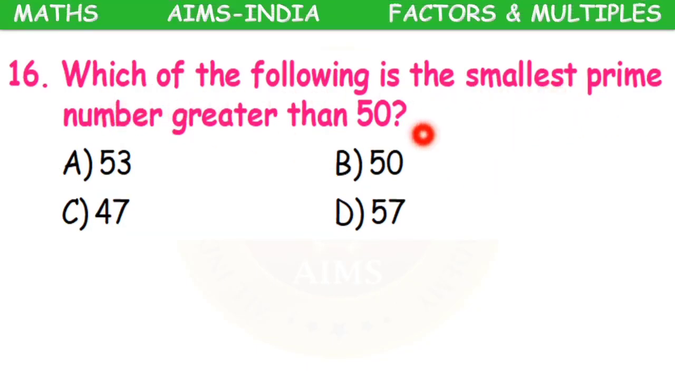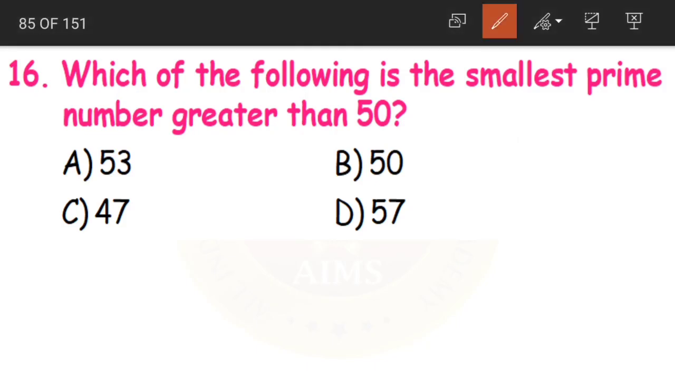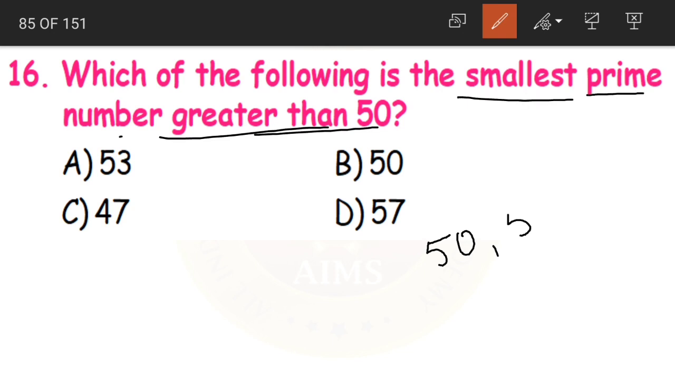Which of the following is the smallest prime number greater than 50? Now what should we do? We know what a prime number is, right? Prime numbers are nothing but the numbers which have only two factors, 1 and itself. Now if you look at prime numbers after 50, we need a prime number which is greater than 50, right? And not just any, the smallest prime number greater than 50.